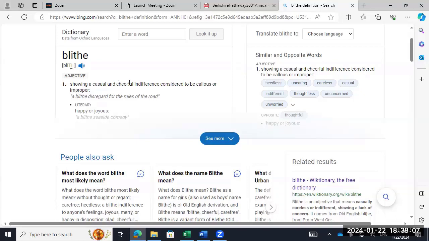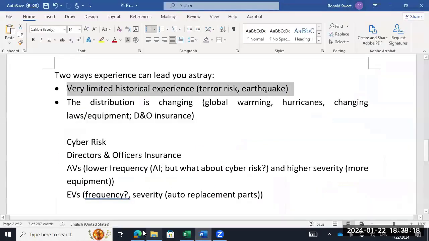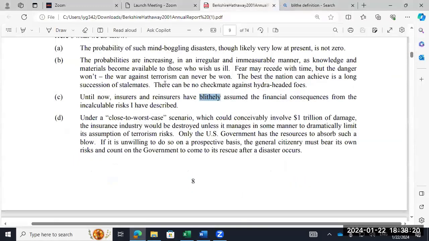Cheerful. Well, it is a little bit, but it's cheerful indifference. I'm not sure exactly the difference between indifference and cheerful indifference, but casual makes more sense to me. Callous. So what is he saying here? Insurers and reinsurers have blithely, I think, just without really paying attention. I don't think they're happily taking these consequences. I think they're just being a little too casual. They've blithely assumed the financial consequences from the incalculable risks of terrorism.